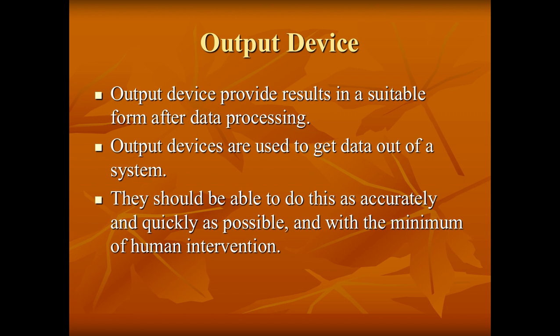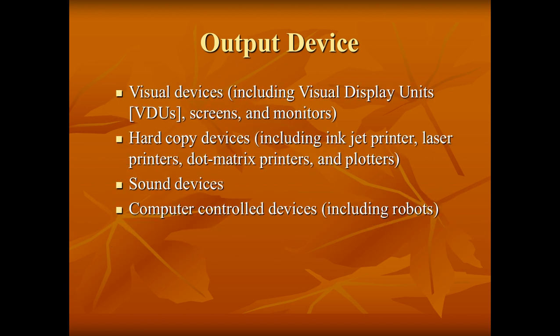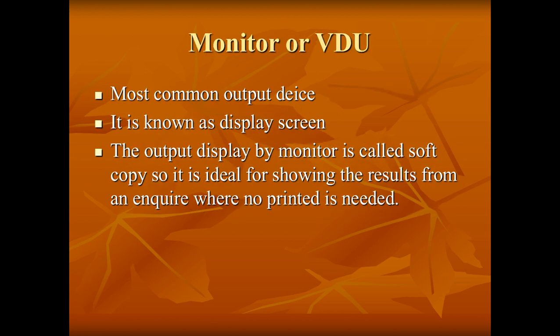Output devices include visual display units, screens, monitors, and also hard copy devices including printers, inkjet printer, laser printer, dot matrix printer, and the plotters, and the sound devices, and computer control devices also including robots. Now the first one, monitor or video, the most common output device.